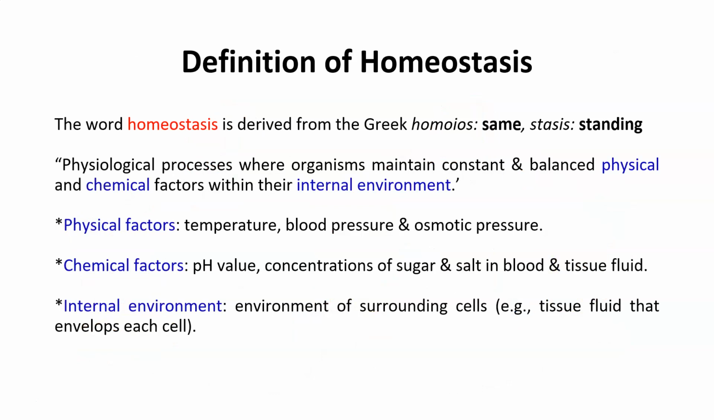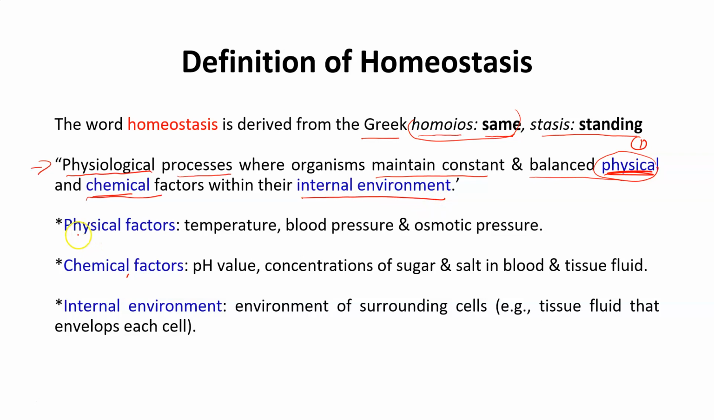Okay, so the definition of homeostasis. The word homeostasis is derived from the Greek word homeos, which stands for same. Stasis means standing, to maintain the same condition within the body. This is the definition of homeostasis: physiological processes where organisms maintain a constant and balanced physical and chemical factors. So these are the two factors within the body that need to be maintained at the normal set point within the internal environment, dalam badan awak lah.